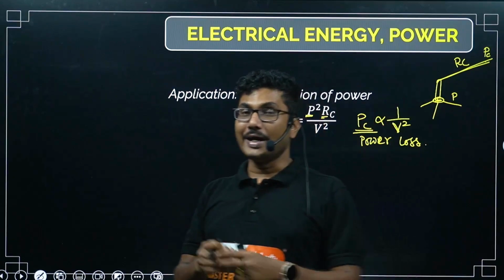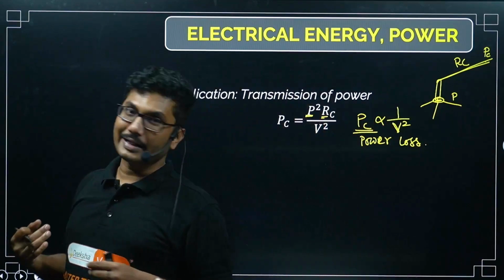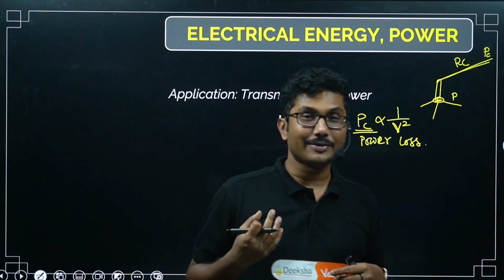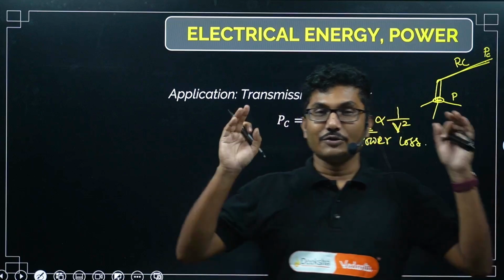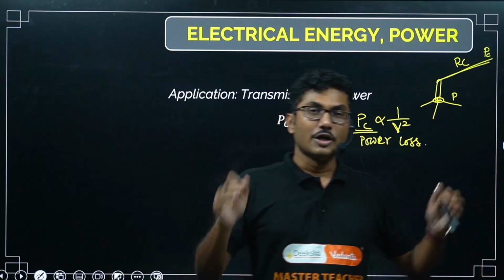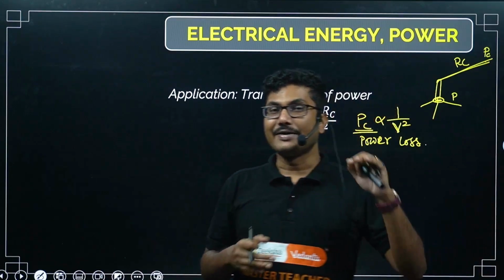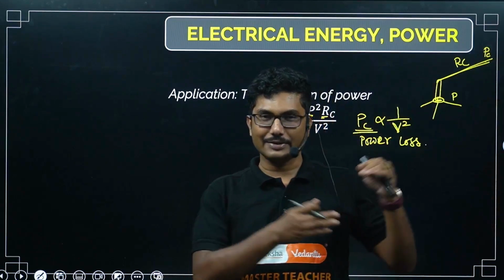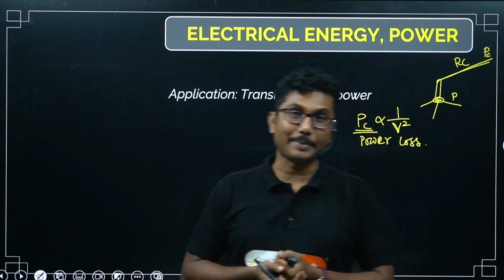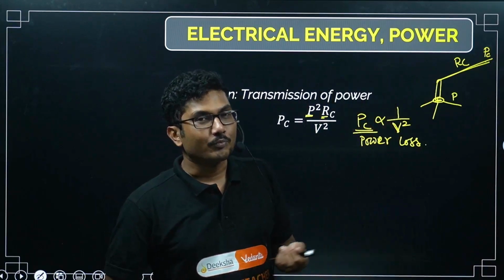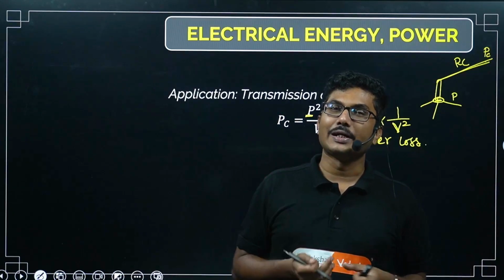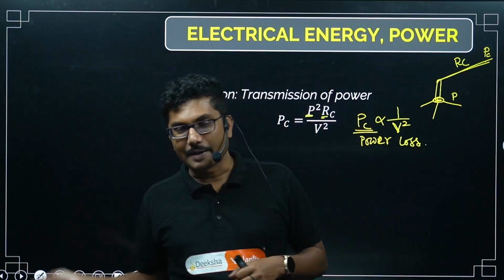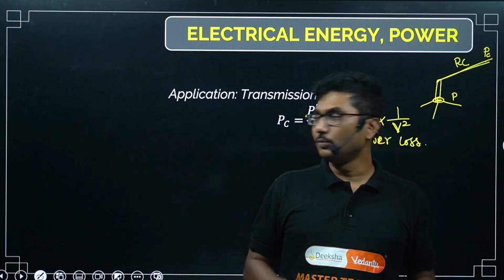But when it reaches your house, it is not 10,000 volt. If we give 10,000 volt to your devices, they will burn. They can only operate at 220 volt. So there is an in-between device that reduces the voltage from 10,000 volts to 220 volts. There are actually multiple stages through which this happens, and that device is called a transformer.